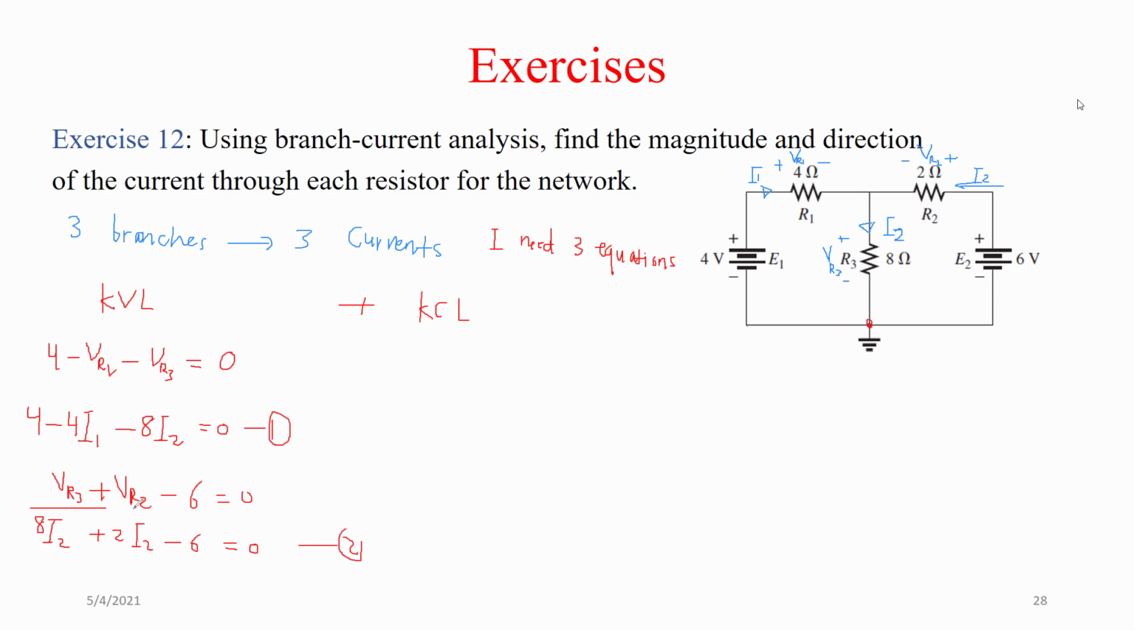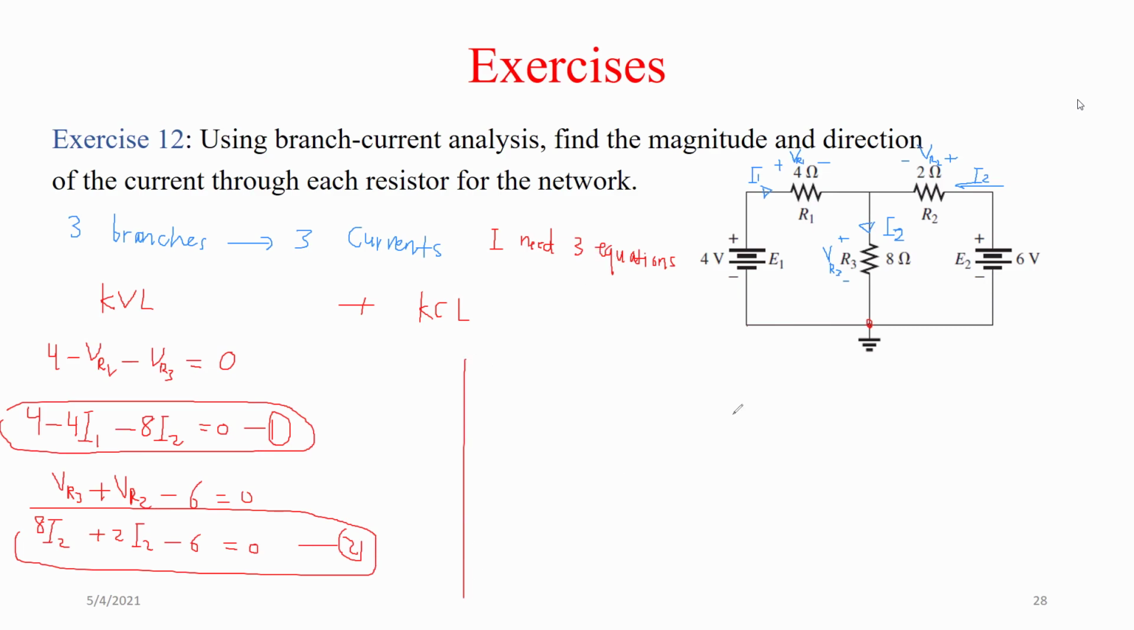So this is the first equation. This is the second one. I found them from the 2 small meshes. Now I need a third equation because I said I need 3 equations. The third equation will be the node, for example, here or here. It's up to you. I have 2 nodes. I can use either one of them. So at this node, Kirchhoff's voltage law says the sum of the voltages is equal to 0, right?